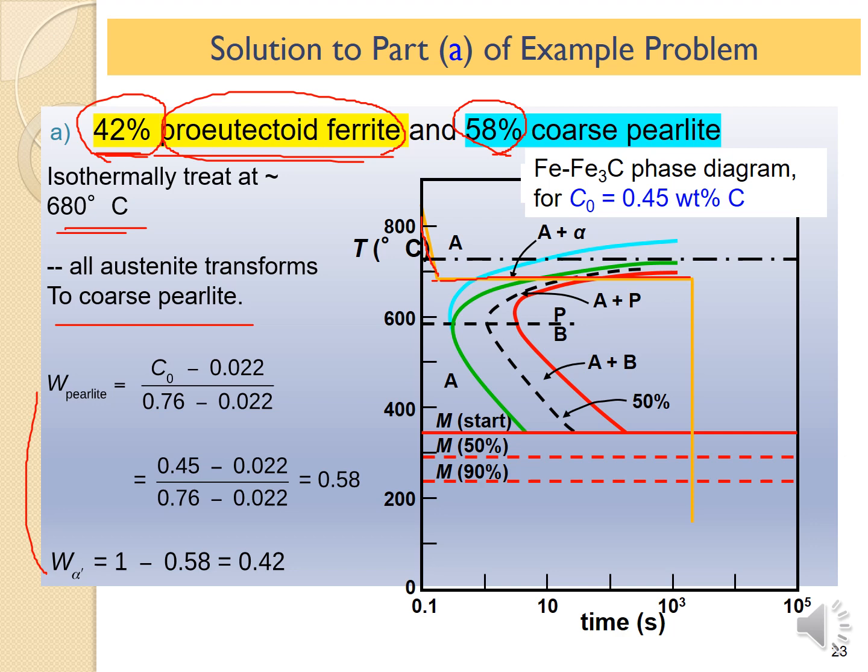The answer shows that if the original composition C0 is 0.45%, then your resultant proeutectoid ferrite will be 0.42 or 42%, and the pearlite will be 58% if the cooling is at equilibrium. Another hint is the weight percentage of pearlite actually is the weight percentage of austenite right before the eutectoid reaction. And this is the proeutectoid ferrite.